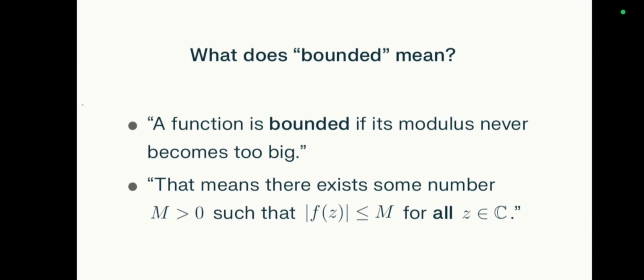So here is the meaning of bounded. Let's try to remember the boundedness. We need to get the idea of a bounded function. A function is bounded if its modulus never becomes too large. In other words, there exists some fixed number M which is greater than 0, such that the modulus of the function is less than or equal to M for all complex numbers z.